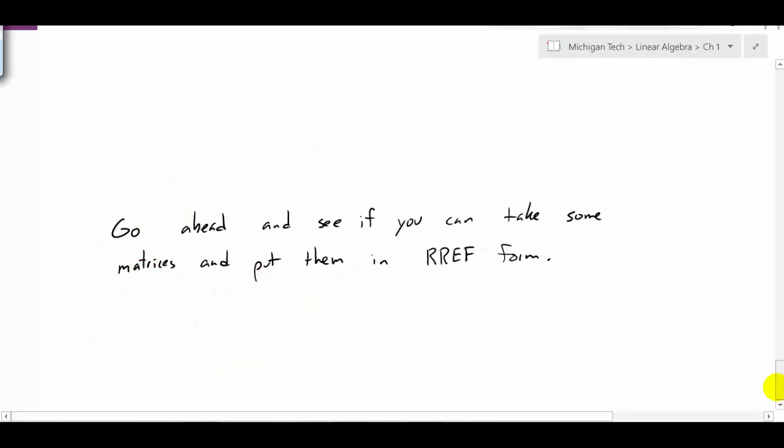And as a last comment, I would encourage you now to go through your book and start trying some problems. Grab some matrices and see if you can take them and put them in RREF form.